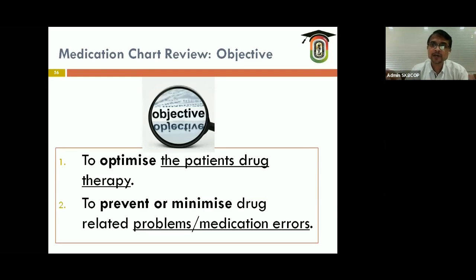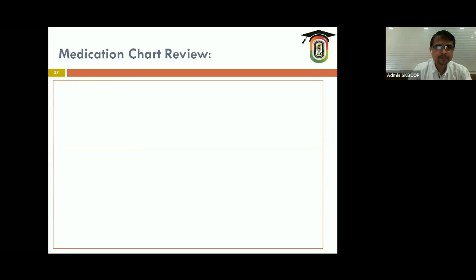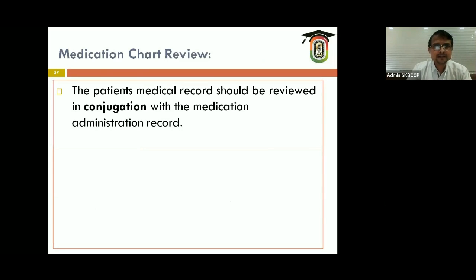ठीक है, प्रिवेंट करना मतलब मुझे अगर पता चल रहा है कि ये दो ड्रग साथ में देने की वजह से प्रॉब्लम हो सकता है, सो आई विल नॉट रिकमेंड अ थेरेपी. लेकिन अगर कोई ऐसी थेरेपी दी जाती है और कुछ सिम्टम्स मुझे पेशेंट में दिख रहे हैं, so I can minimize the drug related problem or medication error. So these are the two main objectives for performing the review of medication chart. Now the patient, this is the process.